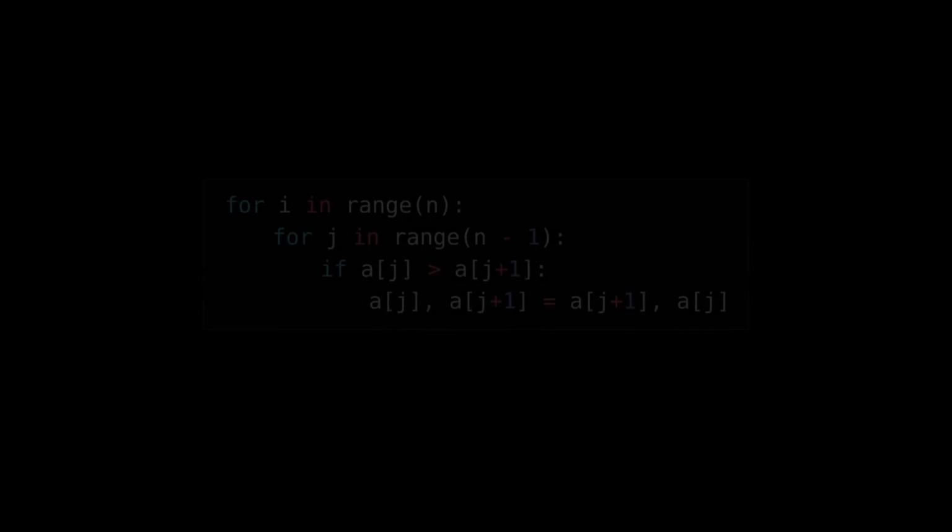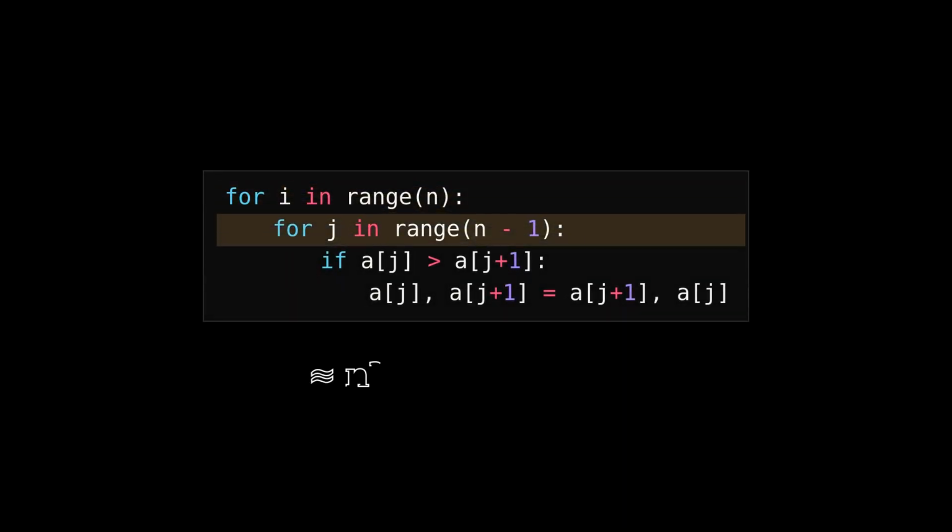A loop inside a loop. The work grows like n times n. We write it as order n squared. Remember that number, it's the whole story.